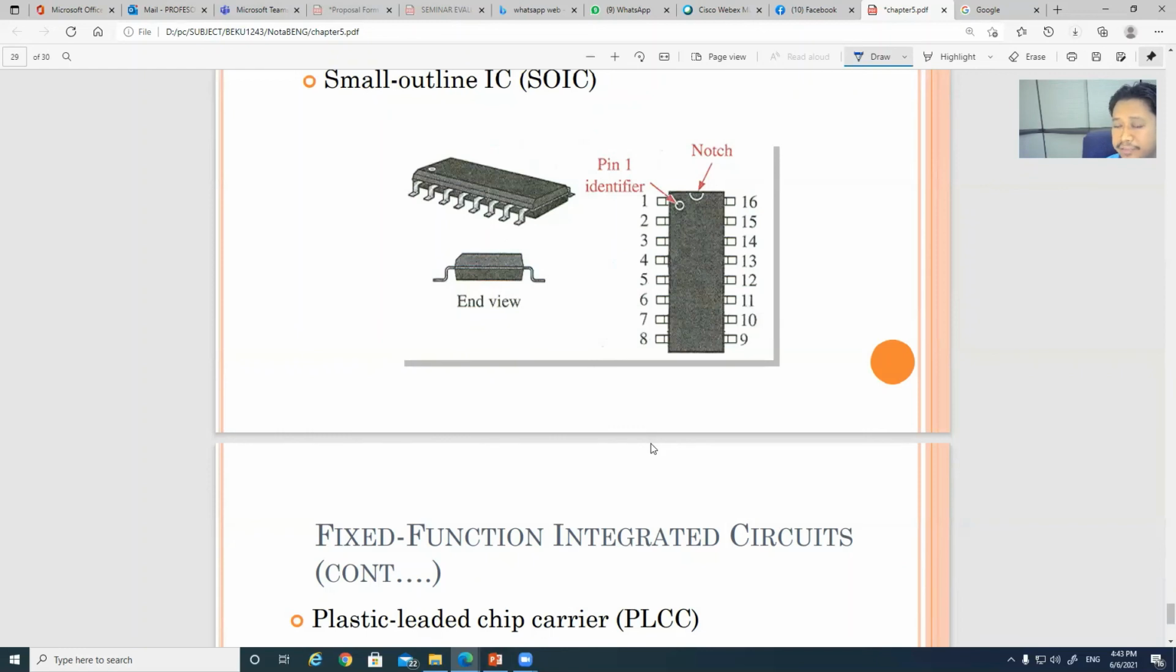Chapter 5 is theoretical, but we have one question for the final on chapter 5. That's why we have to cover chapter 5 for this semester. So we stop here. This finishes our syllabus for digital electronics, up to chapter 5.